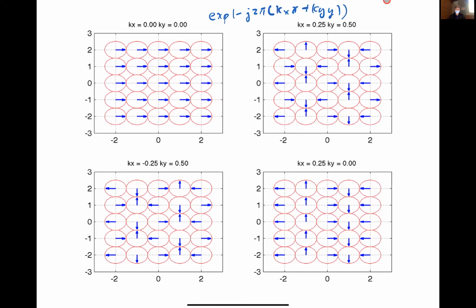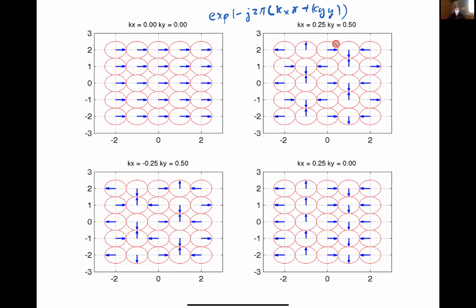So let's look at this. Here, Kx equals 0.25. That means the period is 1 over 0.25, right? So I should expect to see a period of 4. And in fact, if I pick any row, I have to go all the way from -2 to 2 to get the same phase again. So that makes sense. The period is 4. Similarly, Ky equals 0.5 must mean the period is 2. So if I go along any column, I have to go 2 steps before the phasor pattern goes back to the same phase. So that makes sense. The period is 2.